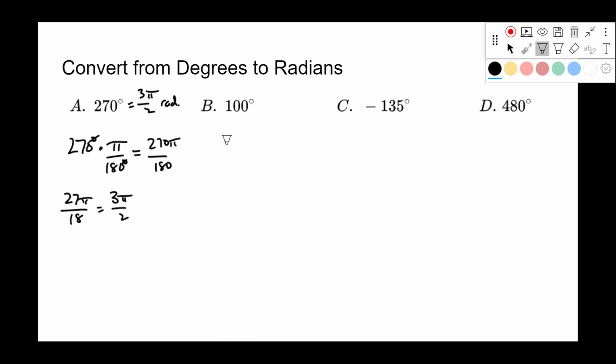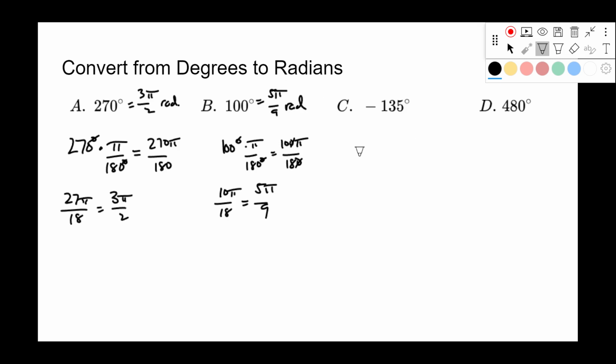Okay. 100 degrees. Multiply by pi over 180. You want to knock the degree symbols out. That's 100 pi over 180. The zeros drop out. That's 10 pi over 18. And then 2 goes into both. 5 pi over 9. That's 5 pi over 9 radians.